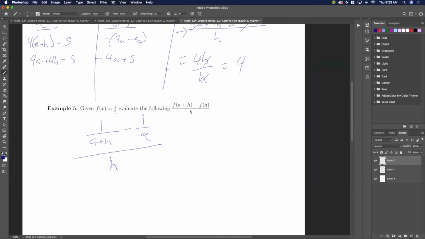So what do I need to do? I need to clear out this fraction, so I just need a common denominator. I'm going to multiply both top and bottom here by a, which is a 1. A over a is 1. And then I'm going to multiply by a over h over a over h.